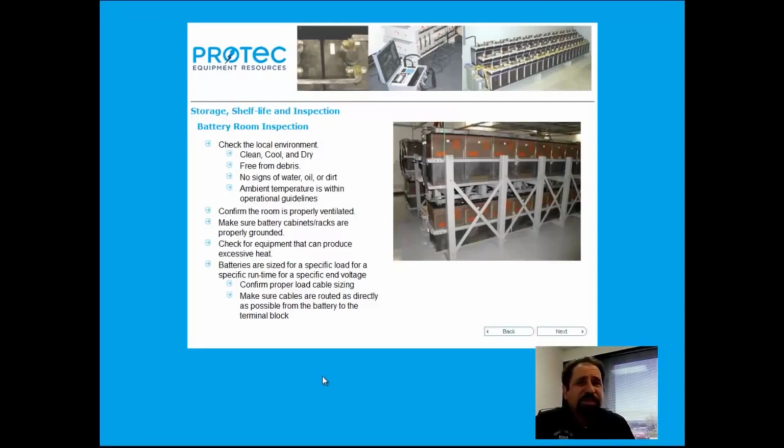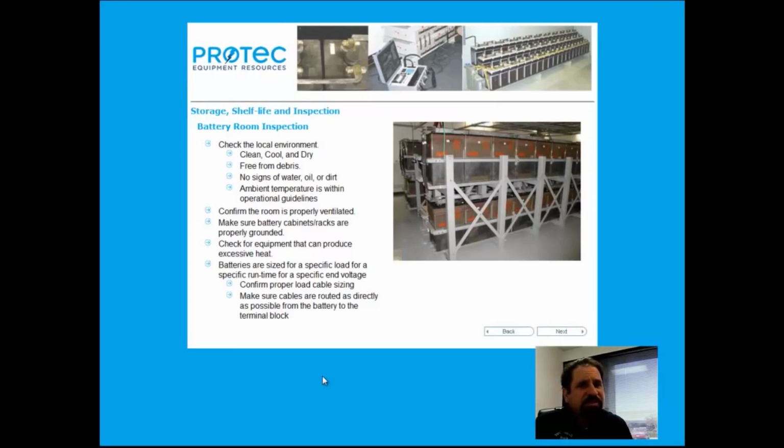The battery room inspection. Check the local environment. Is it clean, cool, and dry? Is it free of debris? No signs of water, oil, or dirt. What's the ambient temperature? Is it within the operational guidelines? Confirm the room is properly ventilated. Make sure battery cabinets and racks are properly grounded. Check for equipment that can produce excessive heat.